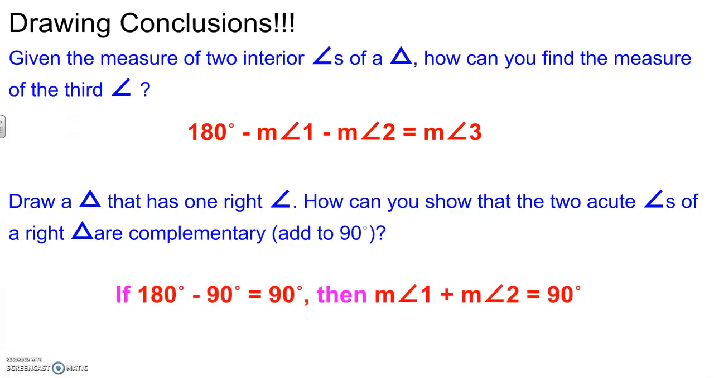Our second one, we're going to write this as a conditional statement. If 180 degrees minus 90 degrees equals 90 degrees, then the measure of angle 1 plus the measure of angle 2 equals 90 degrees. And we're going to discuss that briefly in the slide prior, talking about a right triangle. If you know it's a right triangle, then the other two remaining angles total 90 degrees.